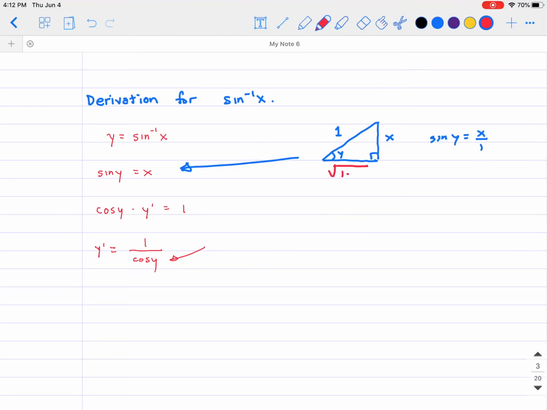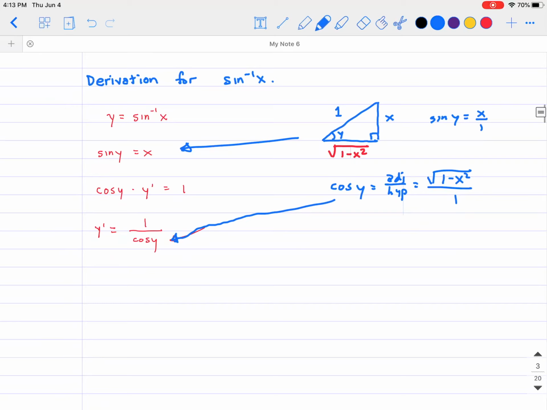And that now allows us to solve for the missing side, which is this guy over here, the square root of 1 minus x squared. And the reason why that's important is now in that triangle, we can figure out the cosine of y. The cosine of y is adjacent over hypotenuse. So the adjacent over hypotenuse is going to give us the square root of 1 minus x squared all over 1. And that's how we're going to figure out what that piece is.